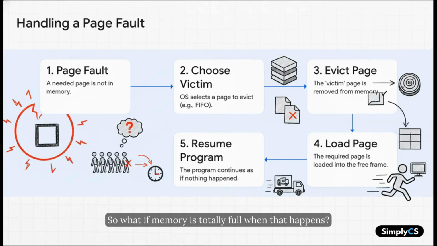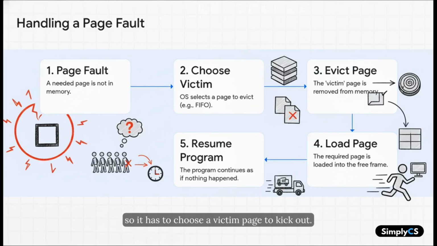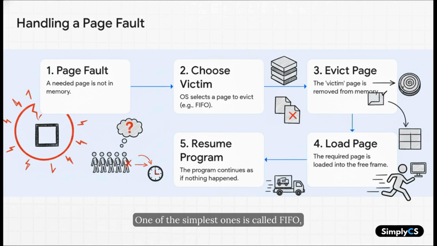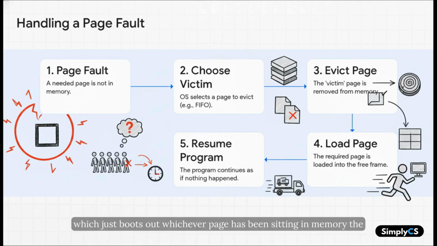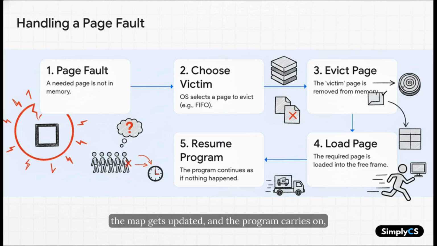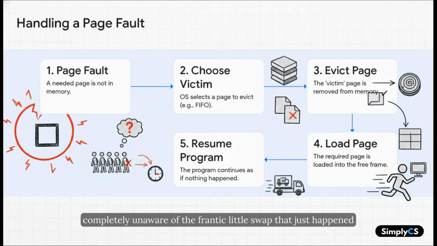So what if memory is totally full? When that happens, well, the page fault occurs. The OS knows it needs to make room, so it has to choose a victim page to kick out. It uses a page replacement algorithm to decide. One of the simplest ones is called FIFO, first in, first out, which just boots out whichever page has been sitting in memory the longest. That victim page gets saved back to the hard drive, the new page gets loaded into the now empty spot, the map gets updated, and the program carries on, completely unaware of the frantic little swap that just happened behind the scenes.